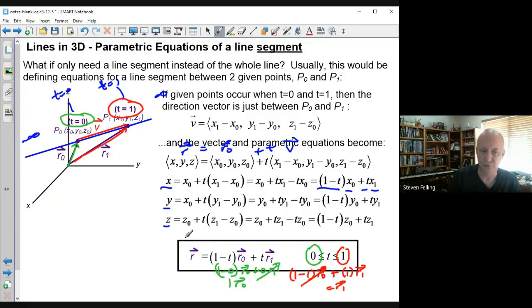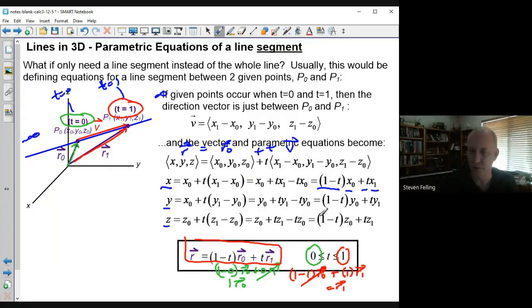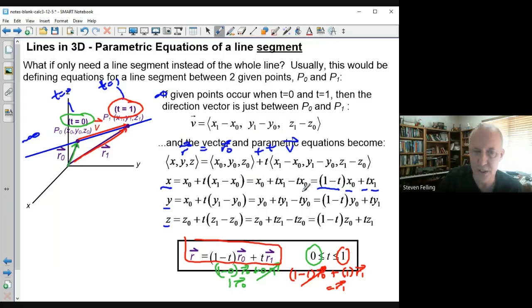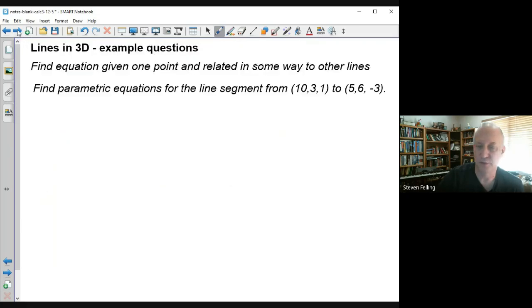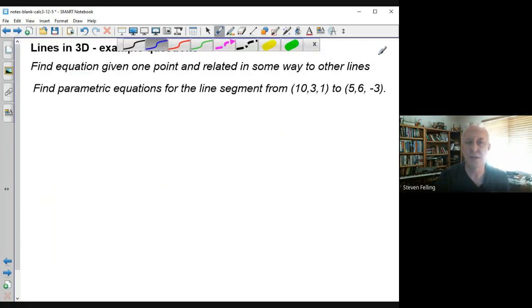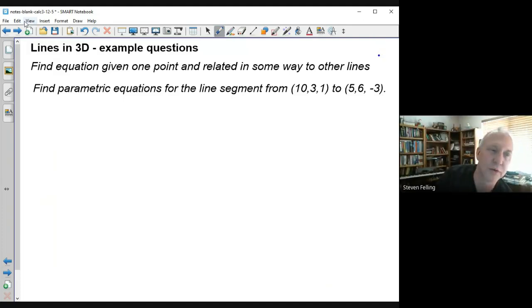So we have a different form of the vector equation now. It is 1 minus t times r0 plus t times r1, but we only allow the t parameter to go from 0 to 1 to stay in between the 2 points. We're going to use that so much that you're going to end up memorizing it, so might as well start getting ready to memorize it now. Let's do one example, and then this will be the end of this video, and we'll do a separate video for planes.